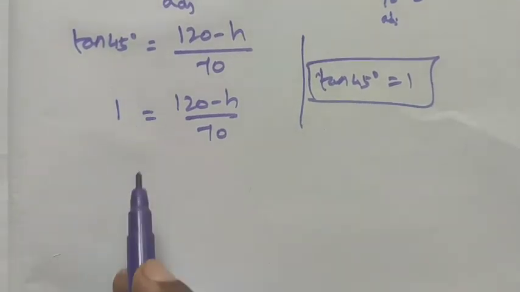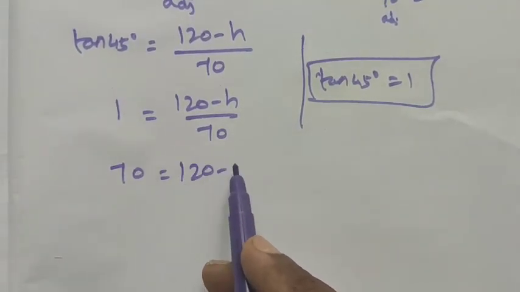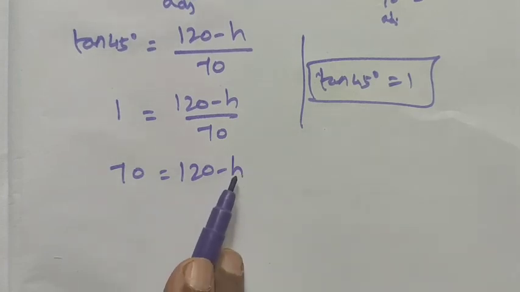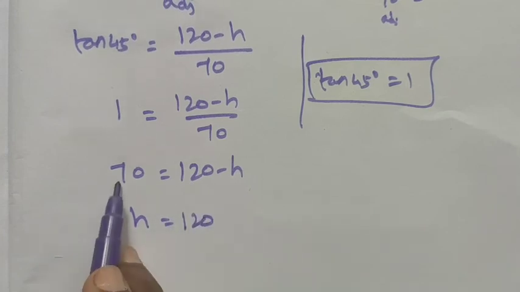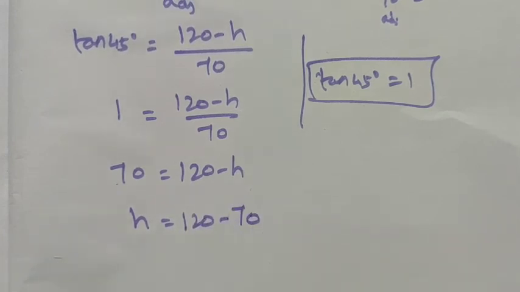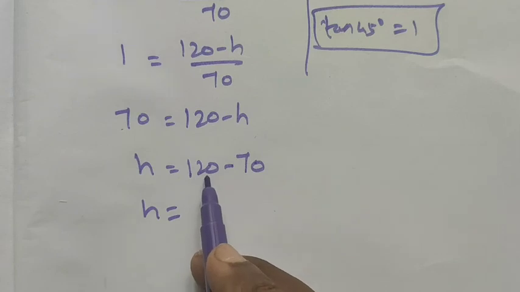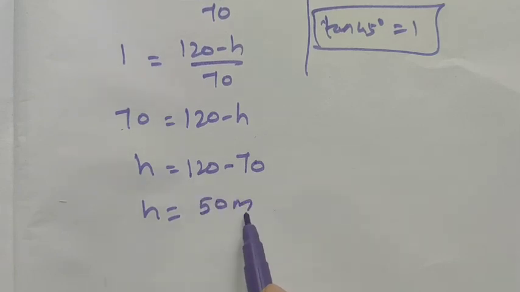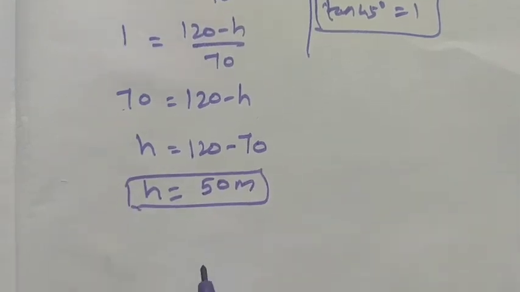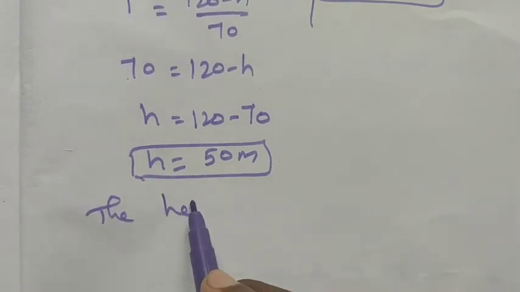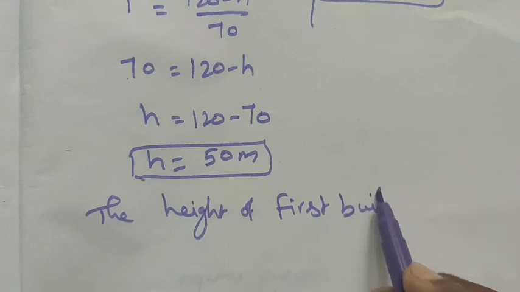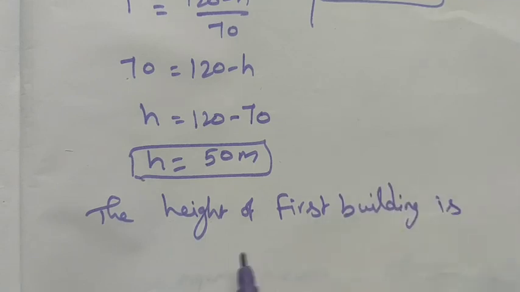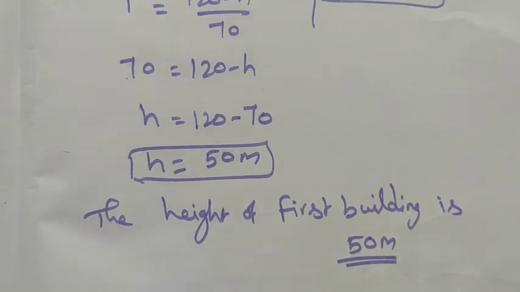Then I take this 70 to this side: 70 is equal to 120 minus H. We want to find the value of H. I take this H to this side and it becomes positive, and I take the 70 to the other side, so we get minus 70. Therefore, H is equal to 120 minus 70, which is 50 meters. The height of the first building is 50 meters. That is the answer. Thank you, students.